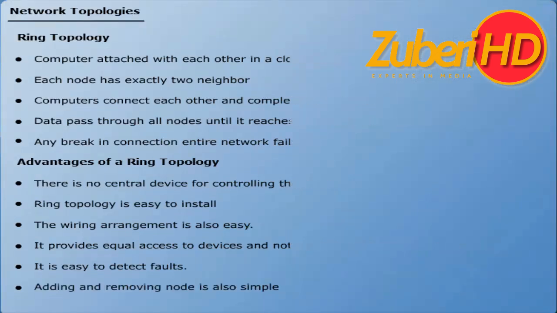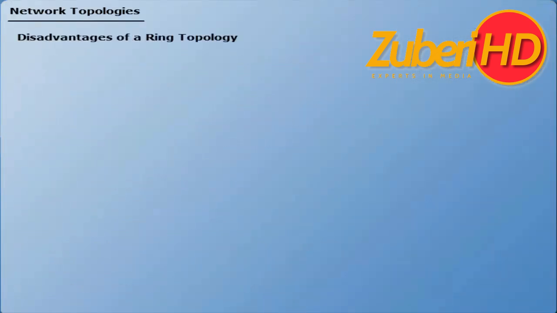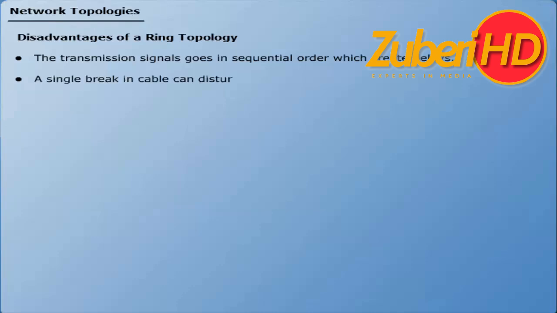Disadvantages of a ring topology. Number 1. The transmission signals go in sequential order, which creates delays. Number 2. A single break in cable can disturb the flow of the whole network.